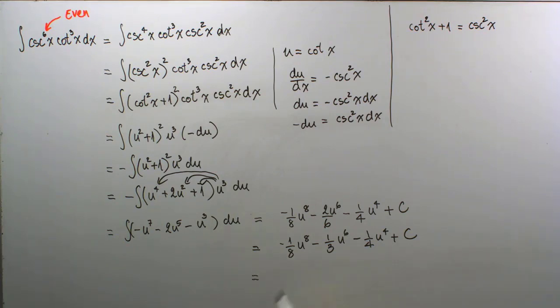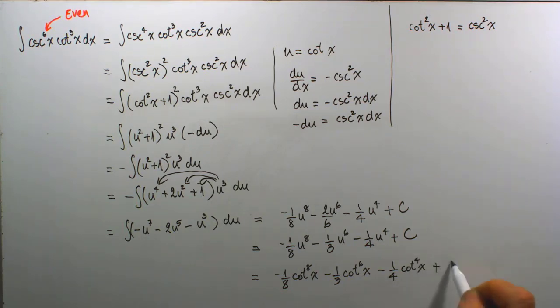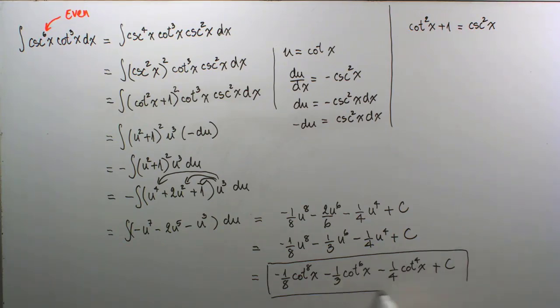Or more conventionally, you can write this as minus 1/8 cotangent to the 8th of x minus 1/3 cotangent to the 6th of x minus 1/4 cotangent to the 4th of x plus c. This is another way that we can write our final answer.